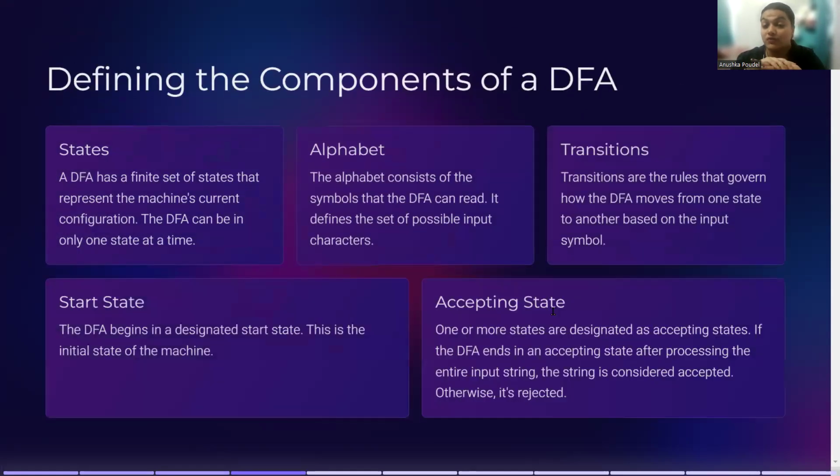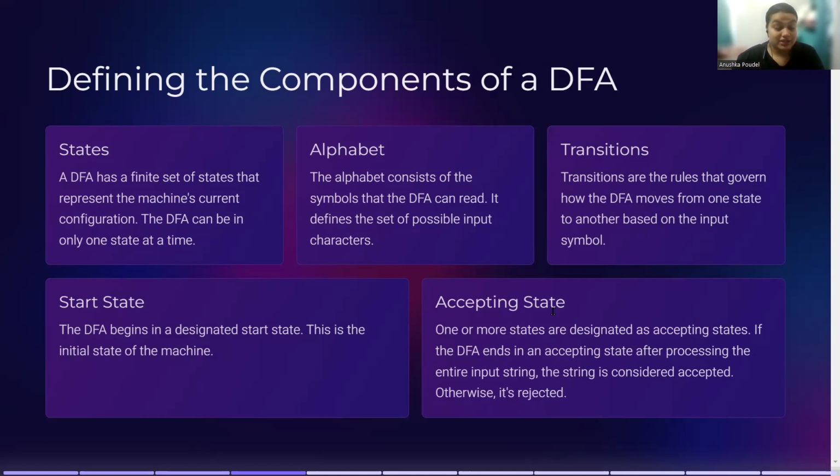So, defining components of DFA. This is a very important aspect because you need to define all the components of the DFA in order to complete or answer your question. States: a DFA has a finite set of states, as already mentioned, that represents the machine's current configuration. The DFA can be in only one state at a time. As mentioned earlier, it is unidirectional. That means once you have made the transition, it needs to stay in that particular state until there's a next transition.